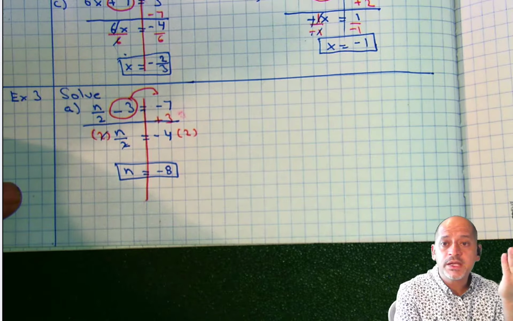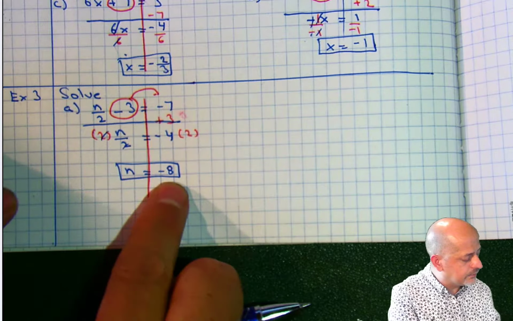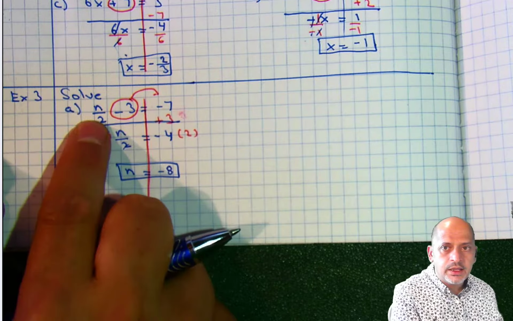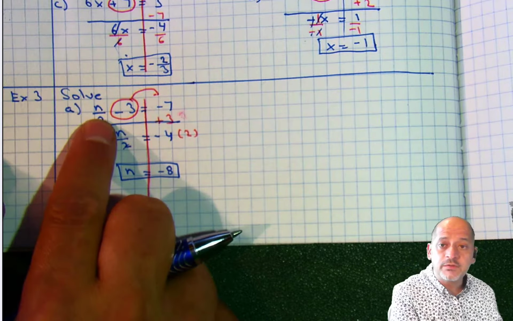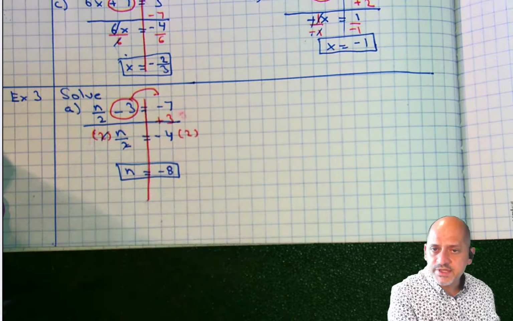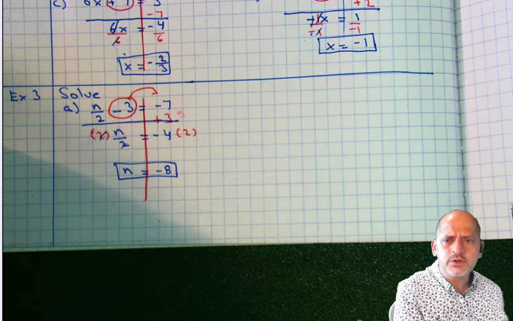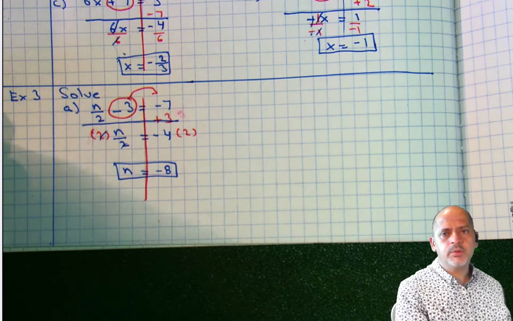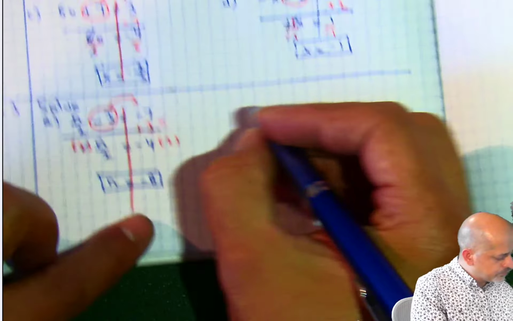Now, if we want to check it, it's a quick process. We can plug in a negative 8 in here. Divide by 2 is negative 4. Minus 3 will give me negative 7. But for now, we can just solve it. Let's focus our energy and time on learning how to solve equations. Letter B.